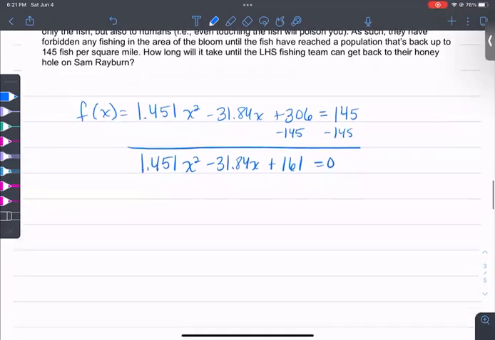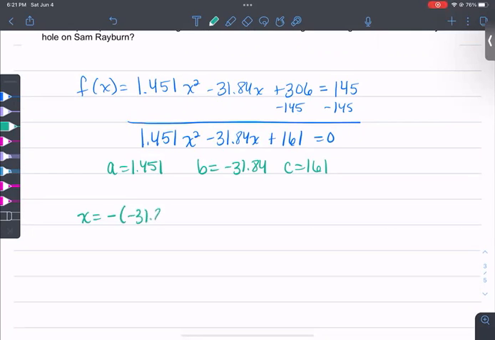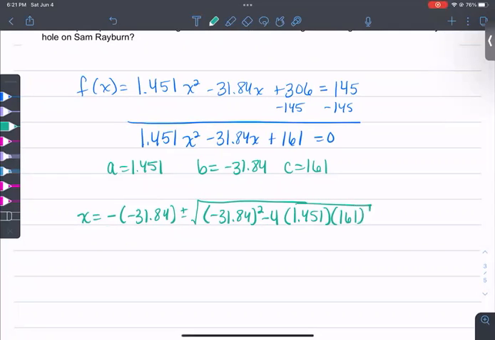So now that I have a quadratic function set equal to 0, I can identify my A, my B, and my C, and substitute those into the quadratic formula. So we have negative B plus or minus the square root of B squared minus 4 times A times C, all divided by 2 times A.